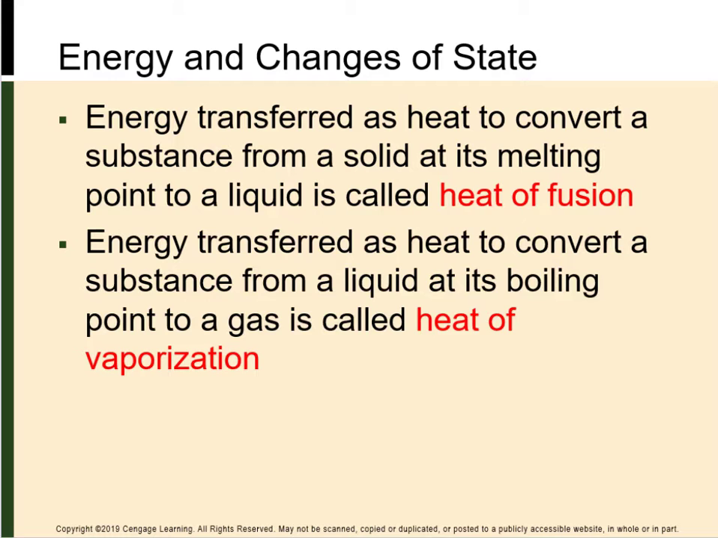Now, the energy transferred as heat that is required to convert a substance from a solid at its melting point to a liquid is called the heat of fusion. Solid to a liquid, the energy needed to make that substance go from a solid to a liquid at its melting point is the heat of fusion. The energy transferred as heat to convert a liquid at its boiling point to a gas is called the heat of vaporization.